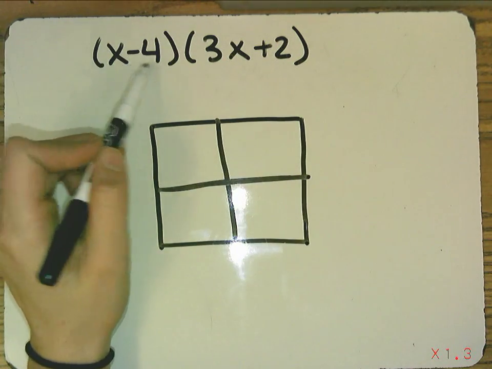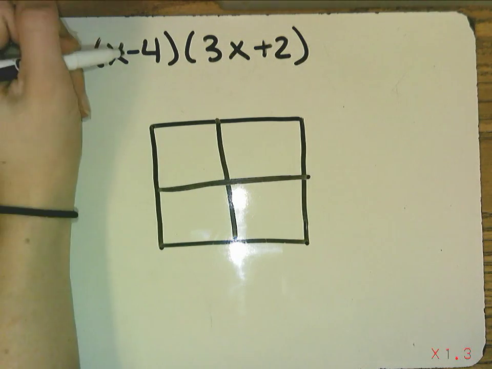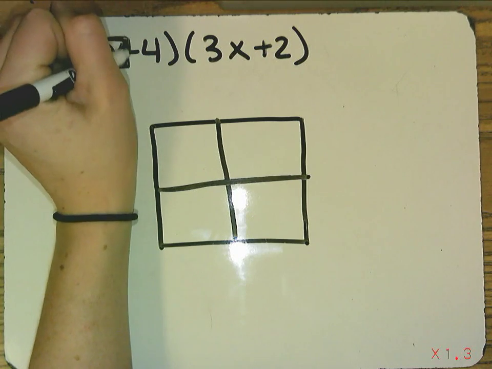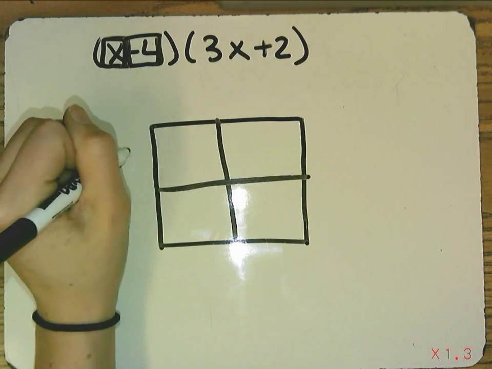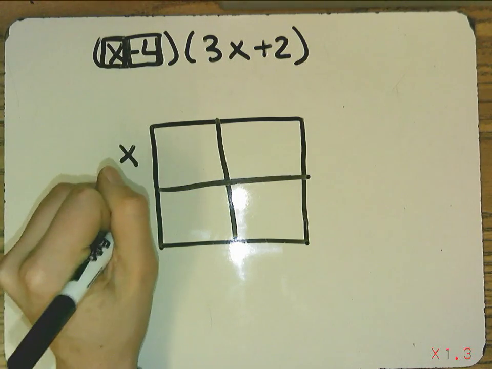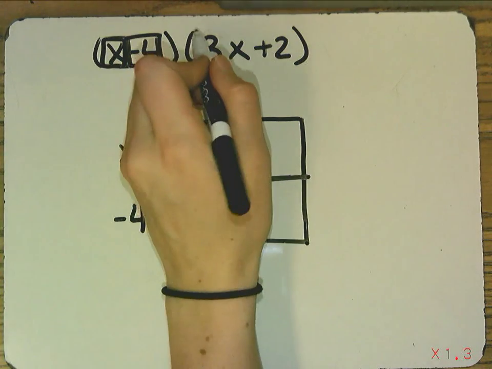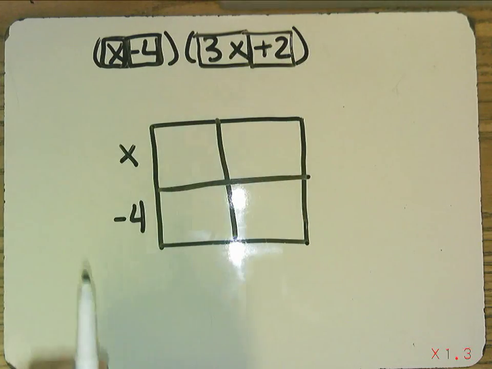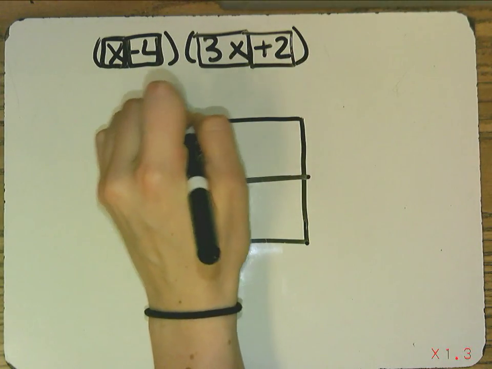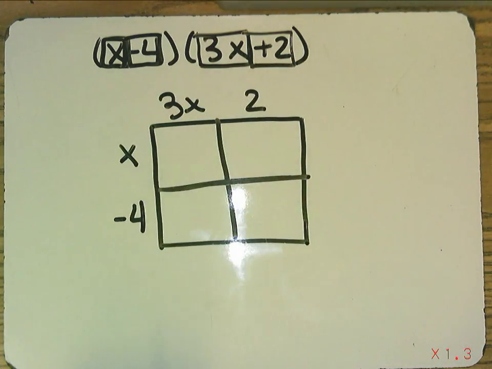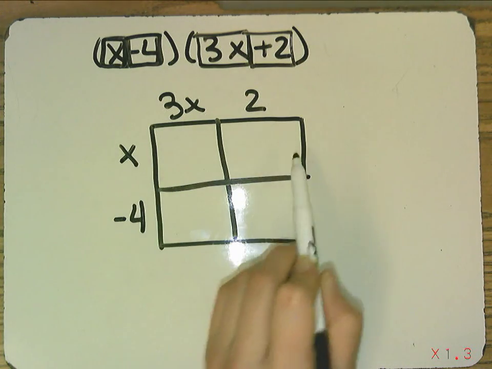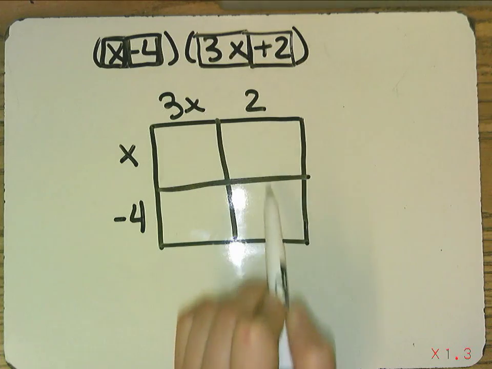So I need to break this polynomial down into its terms. It's a binomial, so that means it has two terms. The two terms I have here are x and -4. This polynomial is also a binomial. It has two terms. They are 3x and +2. So you'll notice that each term gets its own row or column.